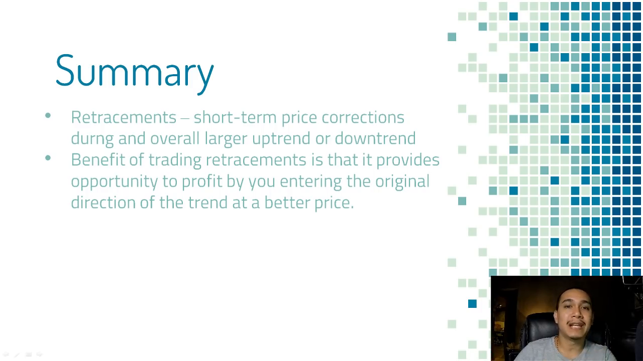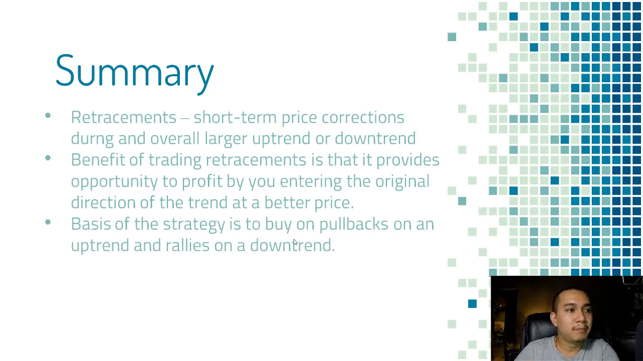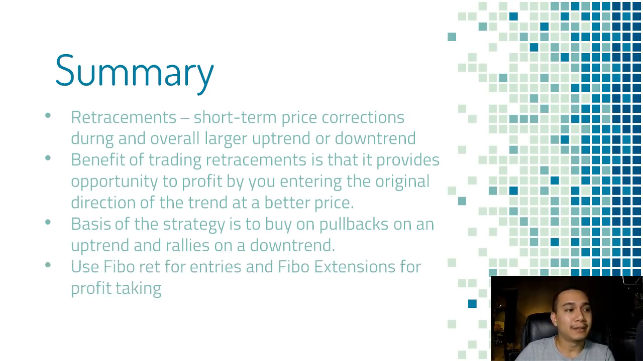Again, guys, with short selling coming in, this will be very useful because you can sell on the long positions when the stock is going up. You can earn on an uptrend. You can also earn on a downtrend, and you use the retracements for the downtrend for maximizing your earnings. Next up, the basis of the strategy is to buy on pullbacks in an uptrend and rallies in a downtrend. Use Fibo retracements for entries and Fibonacci extensions for profit taking.